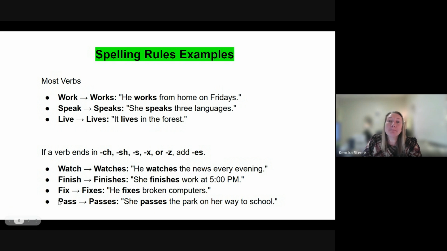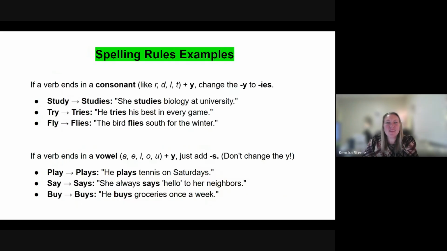And finally, pass becomes passes. She passes the park on her way to school. Okay? So those are examples for those 2 rules. We'll continue with more. Here are the last 2 spelling rules.